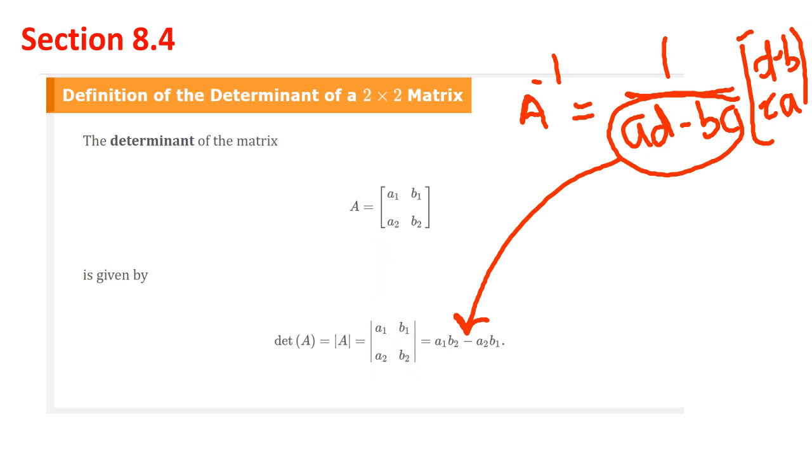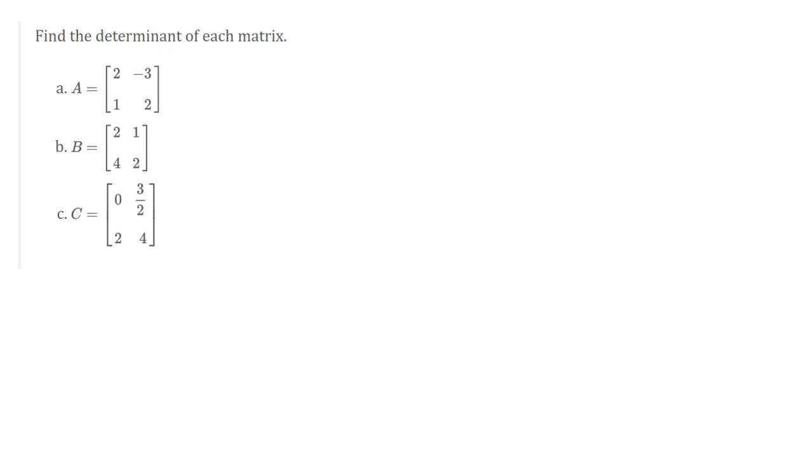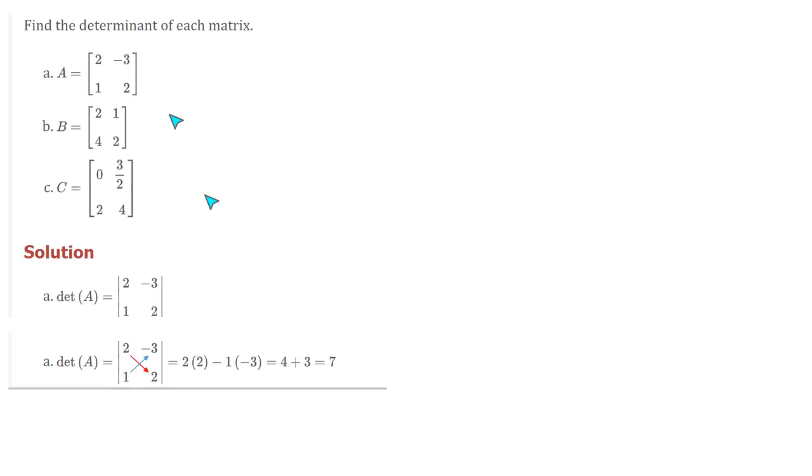So let's try an example. So for letter A, we have the determinant of A. So we're going to multiply 2 times 2 and negative 3 times 1. So I wrote it down here. So 2 times 2 is 4 and negative negative is positive 3. So our determinant is 7.